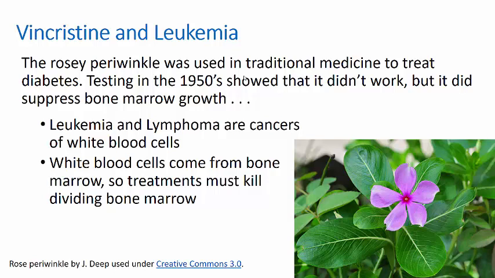So in the 1950s, some scientists sat down and said, hey, let's investigate this cure to diabetes. And sad for them, it didn't work. And I don't know how they noticed this, but when they're testing, I'm going to assume they're working with mice with diabetes. They're taking health information on the mice. They notice the mice are showing some anemic symptoms, like they're not producing bone marrow. And so they're like, hey, this stuff, this rosy periwinkle, blocks bone marrow growth.